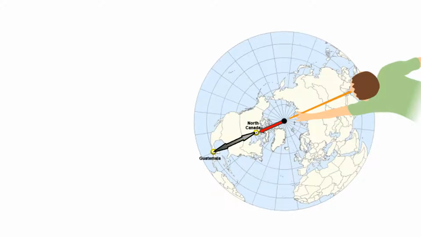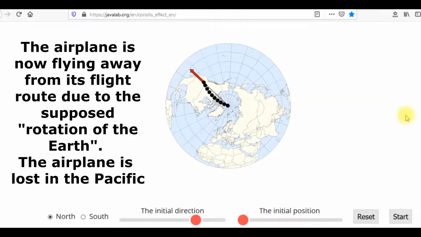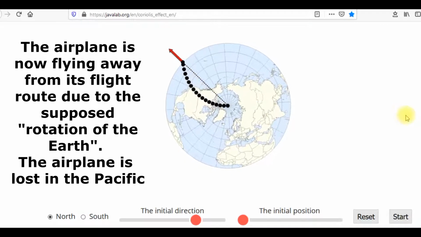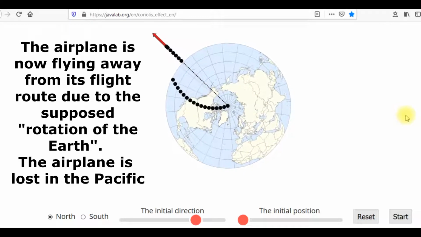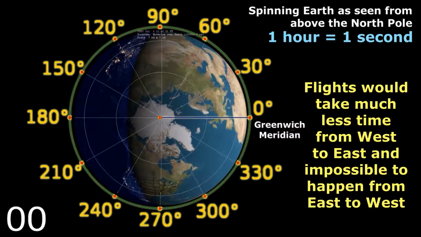Same thing. Remember, this airplane is taking off here towards Guatemala in Central America. Start. So the pilot would probably get lost in the Pacific and die because of the so-called Coriolis effect, which doesn't exist at all. If Earth were really rotating, airplanes should have to aim towards the direction where the city will be, let's say in 3 or 4 hours of flight.